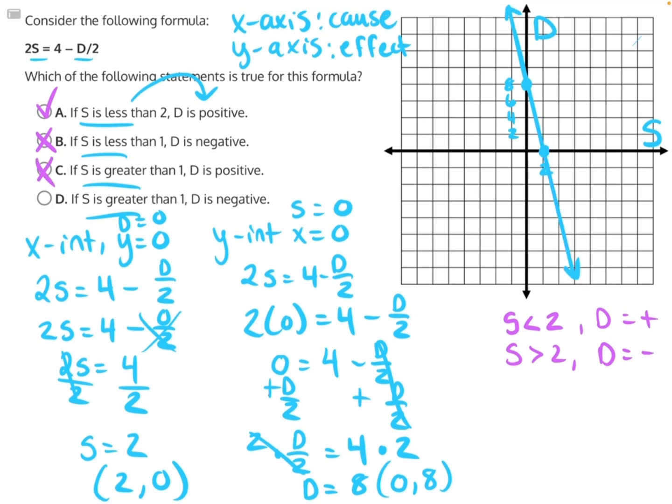D says if s is greater than 1, bring our point back again, d is negative. Again, that's only partially true because it's positive for a little bit here, then it becomes negative later. So that makes it incorrect, and A is our correct answer.